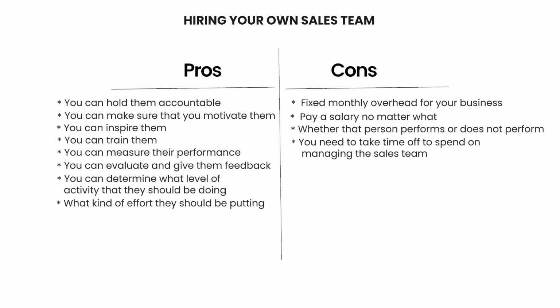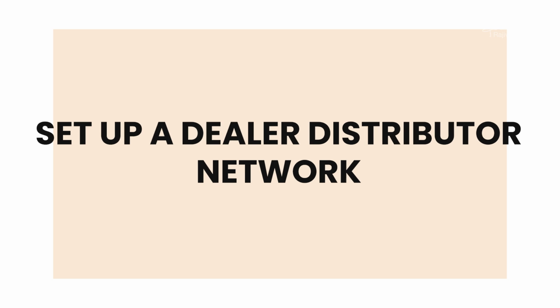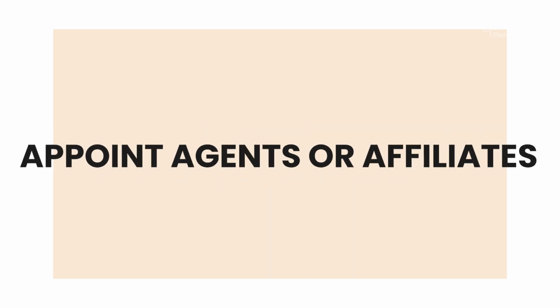The cons could be that it will create a fixed monthly overhead for your business where you need to pay a salary no matter what, whether that person performs or does not perform. The cons could be you need to take time off to spend on managing the sales team, which you may not have. So you need to list pros and cons of every single alternative, pros and cons of automating your sales, pros and cons of making sure you set up a dealer distributor network or you appoint agents or affiliates. The idea here is this: before you make a decision, you need to do a detailed evaluation to identify what's the most suitable option or decision for you to make.